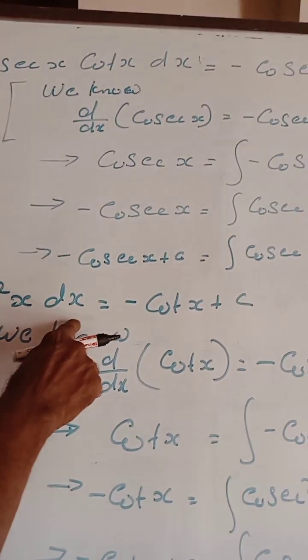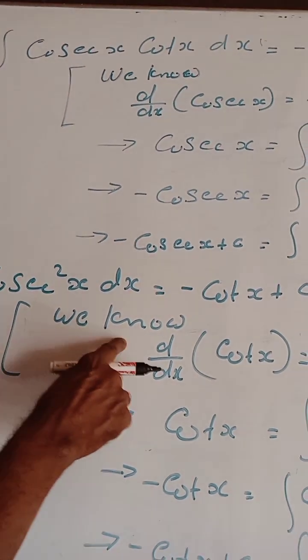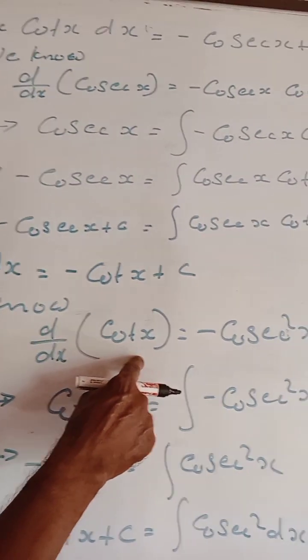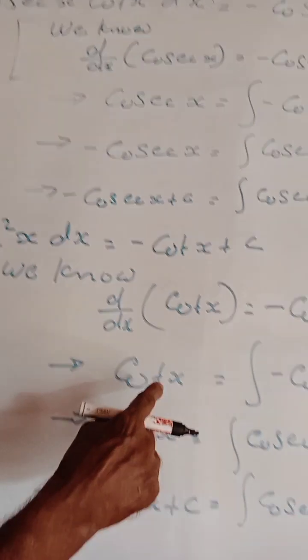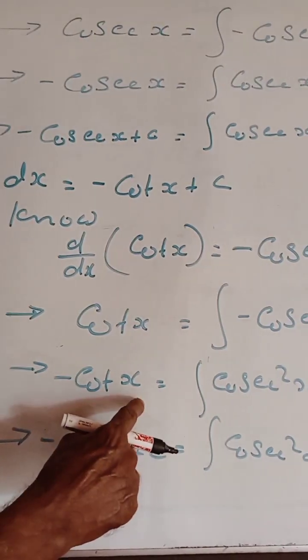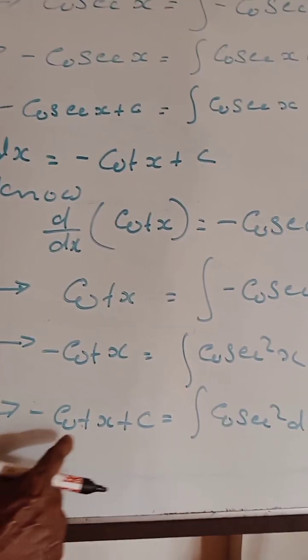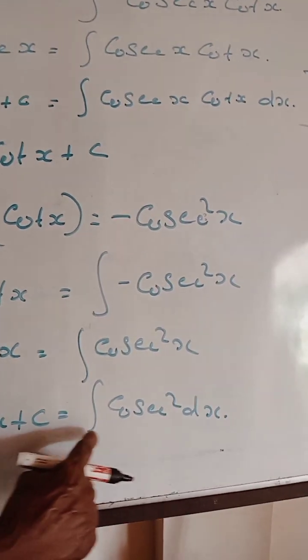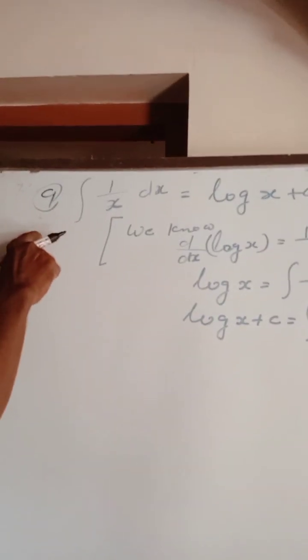Eighth one, integration of cosec square x dx is equal to minus cot x plus c. For remembering, we know d by dx of cot x is equal to minus cosec square x, which implies that cot x is equal to integration of minus cosec square x, which implies that minus cot x is equal to integration of cosec square x, which implies that minus cot x plus c is equal to integration of cosec square x dx.